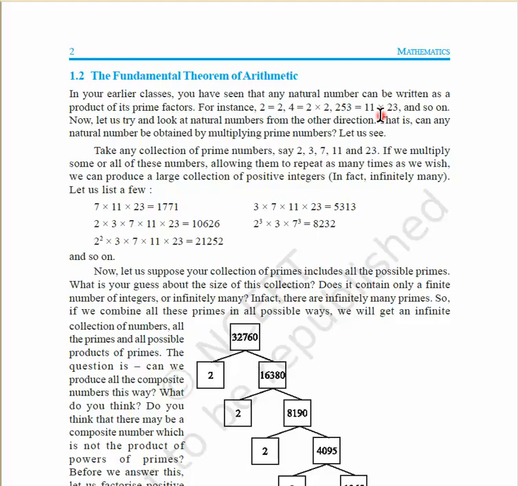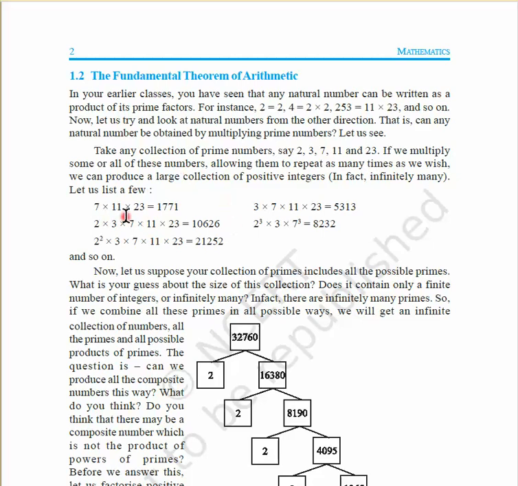Now let us try and look at the natural numbers from the other direction. That is, can any natural number be obtained by multiplying prime numbers? Let's see that. So they have taken a collection of prime numbers, let's say 2, 3, 7, 11, and 23, and if we multiply some of these numbers, allowing them to repeat as many times as we wish, we can produce a large collection of positive integers.